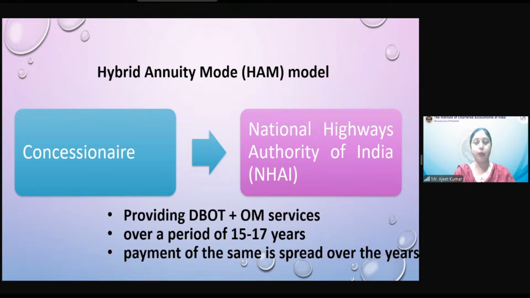Let all of you see this slide, showing the terms and conditions of an HAM contract, that is, the hybrid annuity model. It provides build, operate, and maintenance services. Plus, the period is almost 15 to 17 years, so a very long period, and it can go up to 20 years also. Payment for the same is spread over the years of the contract.